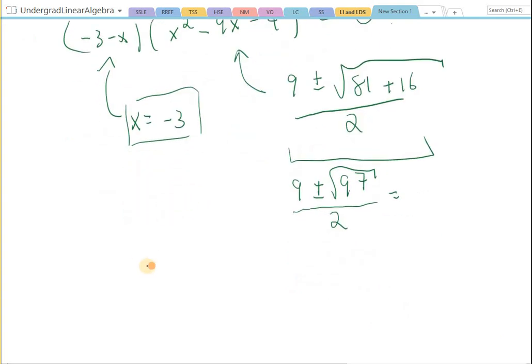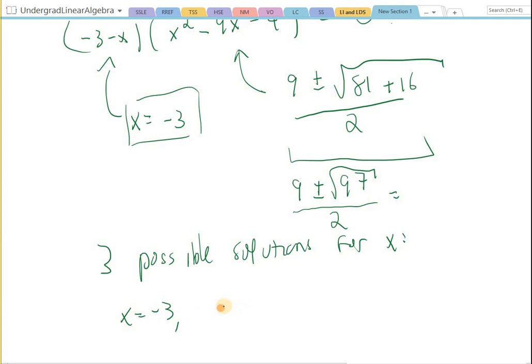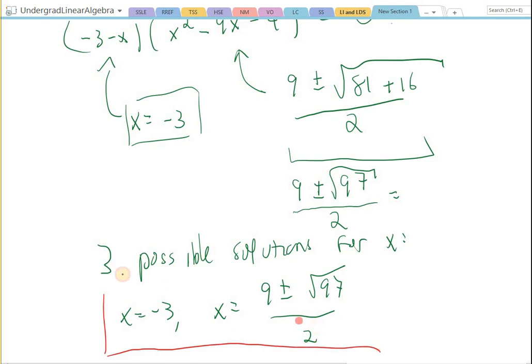So here you get x equals, so there are three possible solutions for x. You get x equals minus 3, and x equals 9 plus or minus root 97 over 2. So that's my answer. Okay? I'm doing this pretty fast because you can pause the video, go back and check my work. But I don't think I made any error.